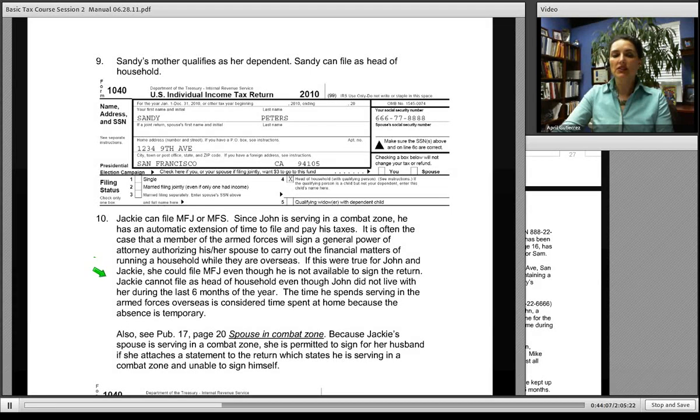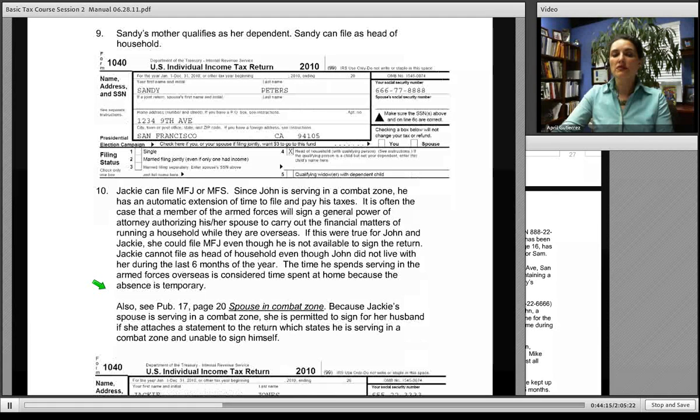Jackie cannot file as head of household even though John did not live with her during the last 6 months of the year, because the time he spent serving in the armed forces overseas is considered to be time spent at home because the absence is temporary. You should refer to Publication 17, page 20, for spouse in a combat zone for more information on this subject.